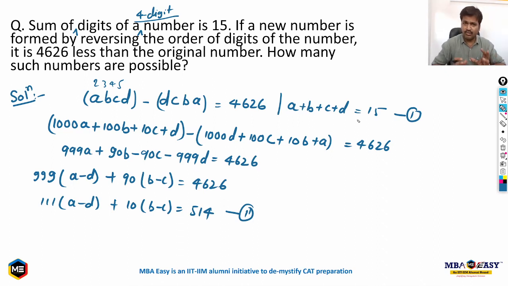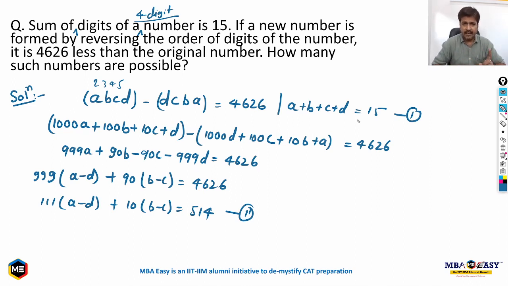But we know something else also. See, A, B, C, D are digits of the number. So if A, B, C, D are digits, they have certain values. They cannot take all the possible values. They will take values from 0 to 9. In the decimal system, the digits we use go from 0 to 9.